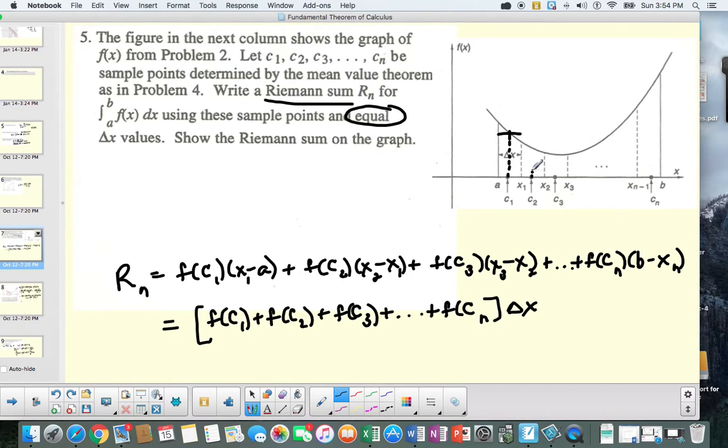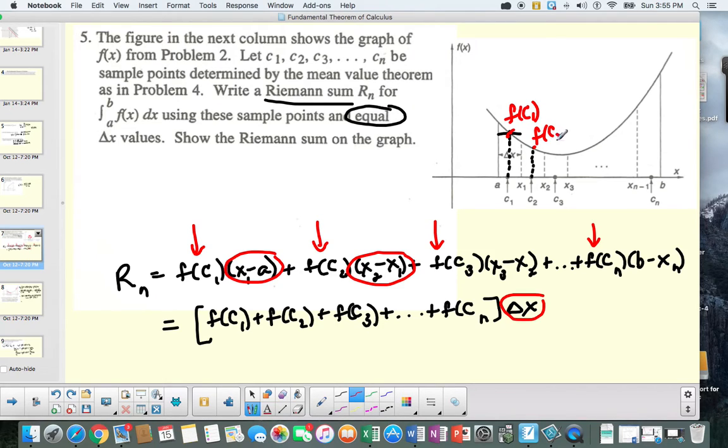Then we're going to use another point in the second interval, f of c sub 2 times the width, and so on. All of these f's are the heights of the rectangles, and the differences in these x's are the widths. Since we have equal values, we can write these as just delta x. I'm going to factor out a delta x, and we'll just have the sum of these heights. This represents f of c sub 1, this represents f of c sub 2, and so on.